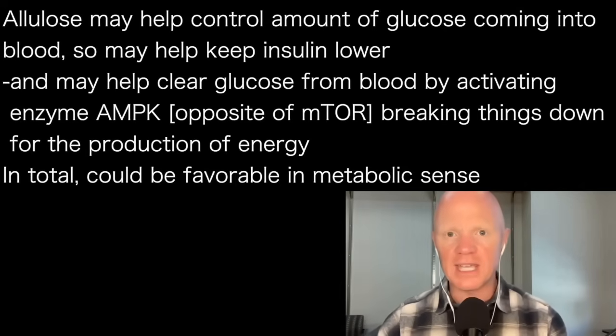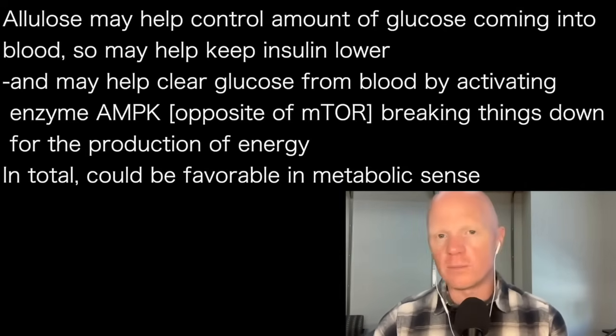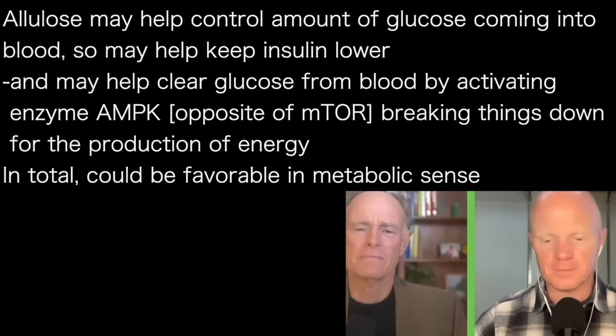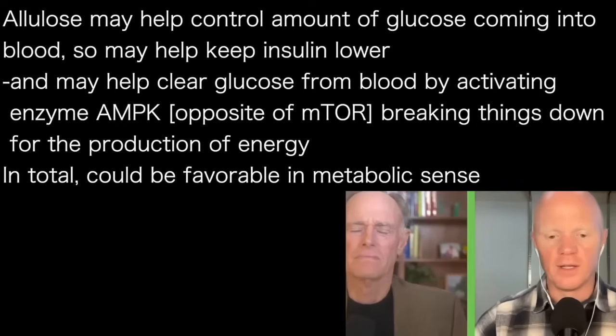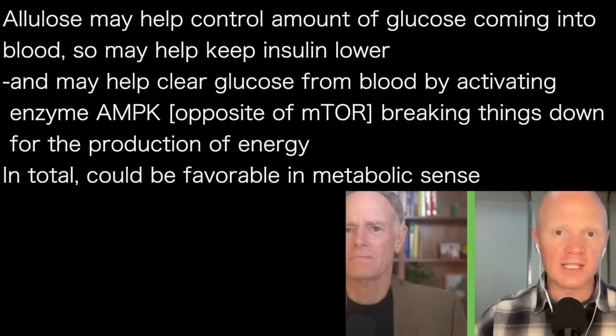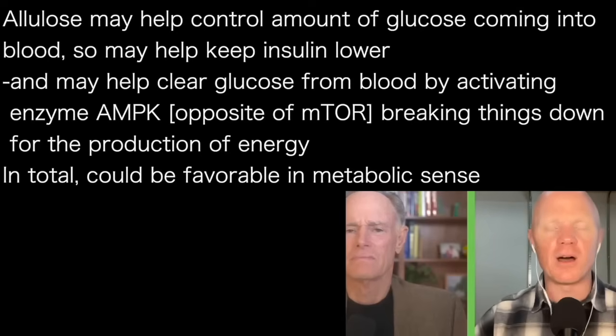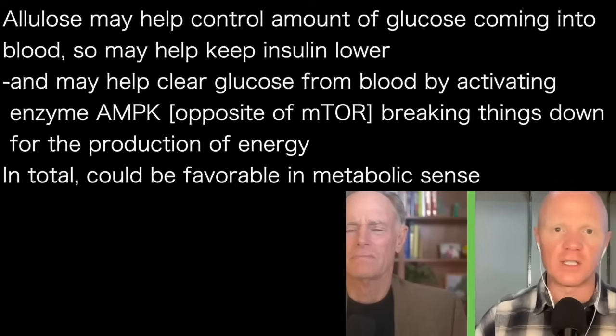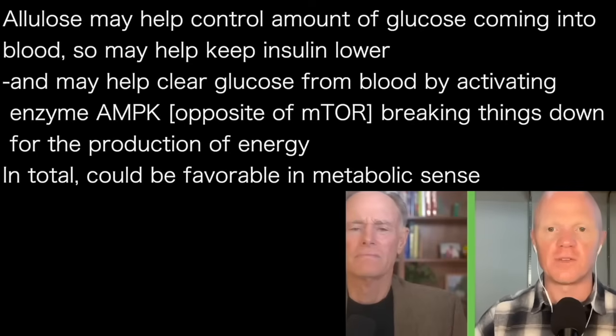So not only controlling the amount coming in, but also the amount going out, namely increasing it by activating an enzyme called AMPK. And everyone by now has heard of mTOR, and that's a topic for another time. But mTOR is this now famous protein that wants to build things up. AMPK wants to break things down, including accelerating the rate at which we're burning through glucose, increasing the catabolic side of the metabolic equation, breaking things down for the production of energy.